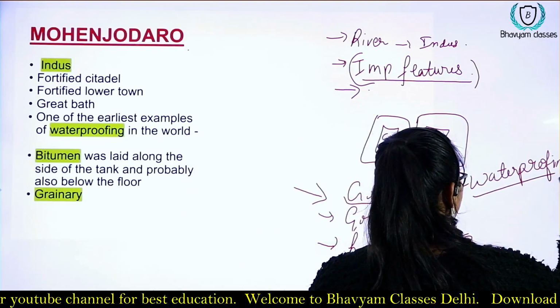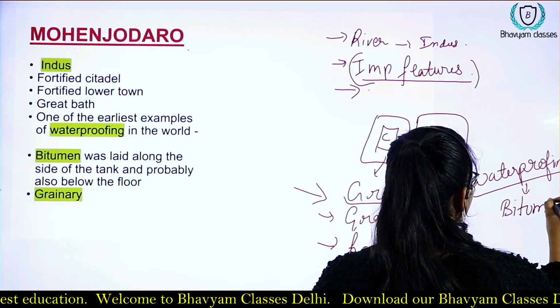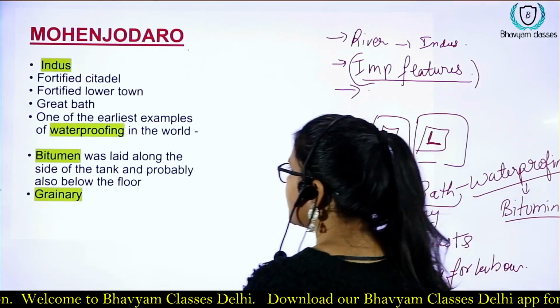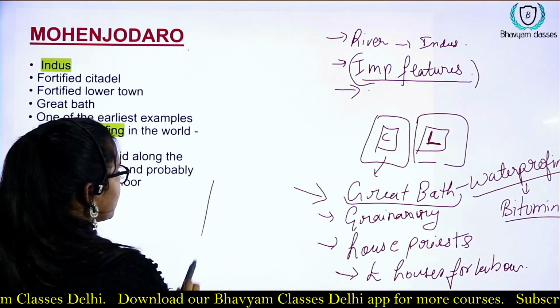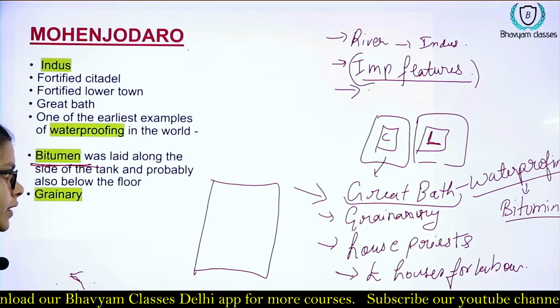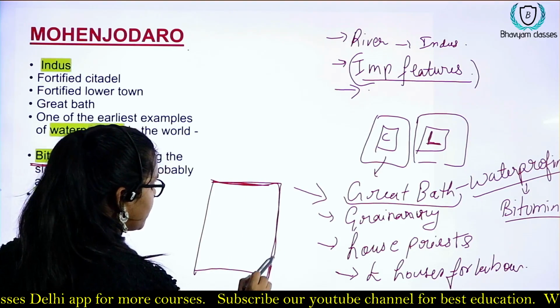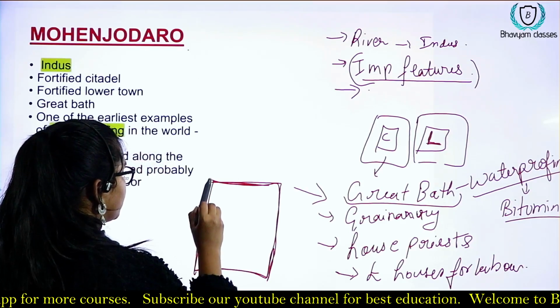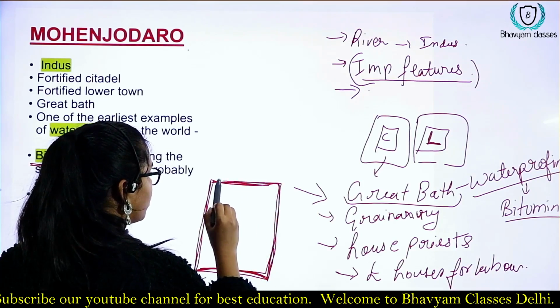So what did they use? Bitumen. They knew that bitumen will help them to make it waterproof. So suppose this is the floor of the great bath, they used to apply bitumen at this particular edge so that water does not flow out. Fine. Water does not flow out.